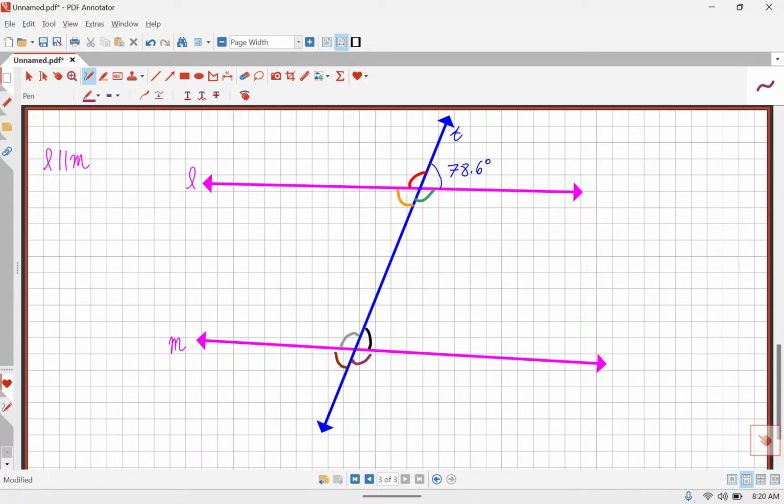Okay. So, looking at these angles, guys, which one was the first one that you filled in other than 78.6? Sammy, other than 78.6, which one did you fill in first? The red, orange, green, gray, black, brown, or purple? You filled in the red one. And how did you get the red one?